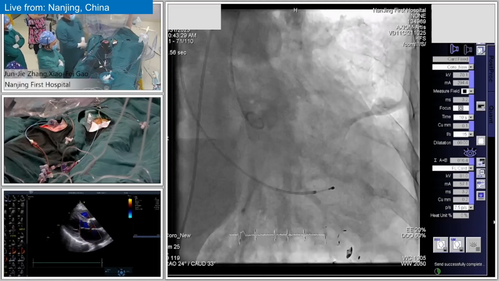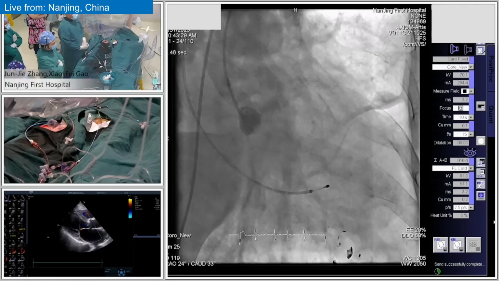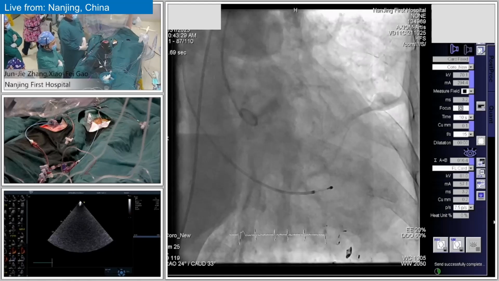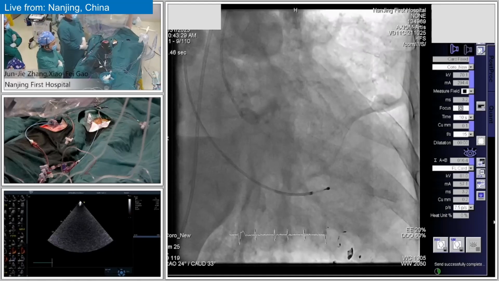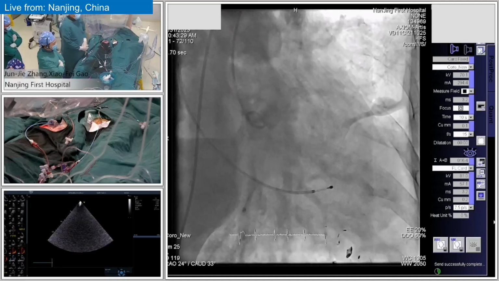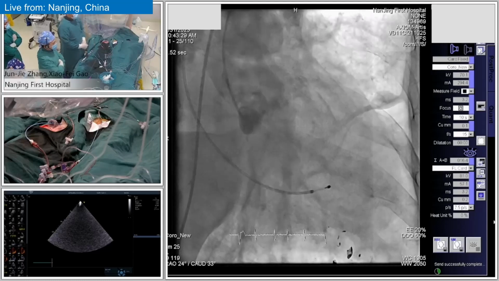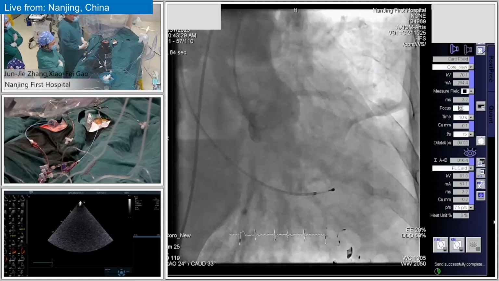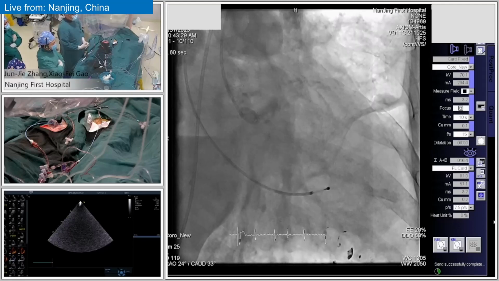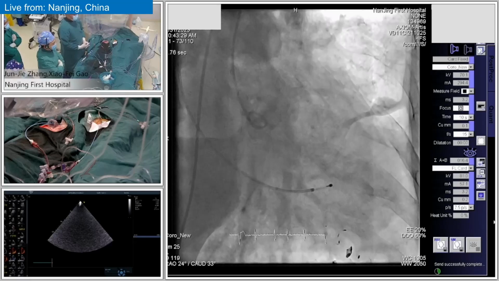So actually, this is a typical BAV case. In China, I think last year we performed in total more than 8,000 TAVI cases. Among these TAVI cases, I think nearly 40% are bicuspid valves. So I think the main reason is that, compared with Western countries, our population of aortic stenosis patients is a little younger.